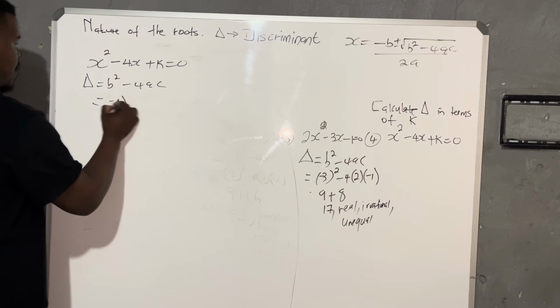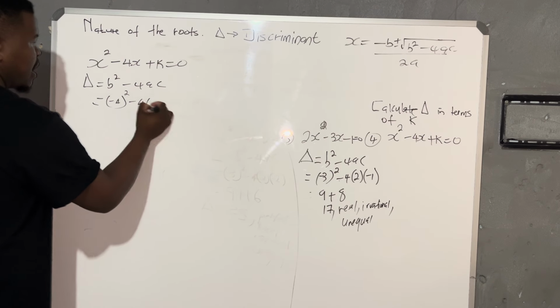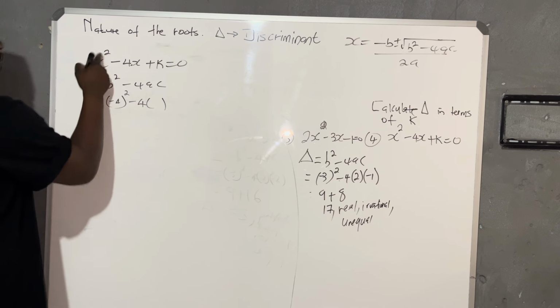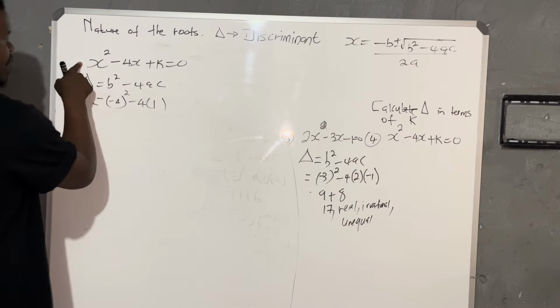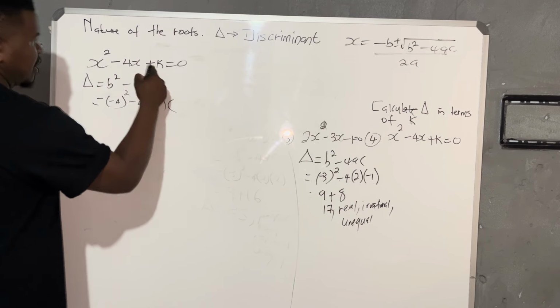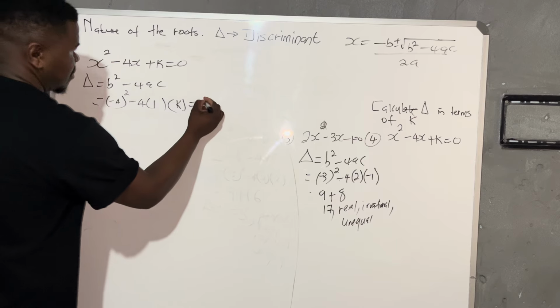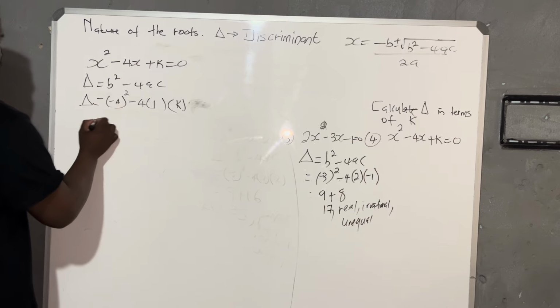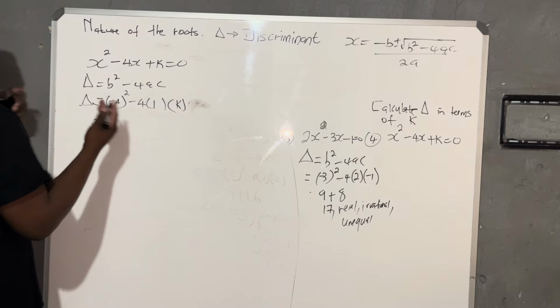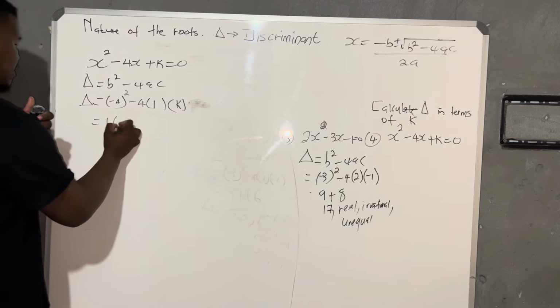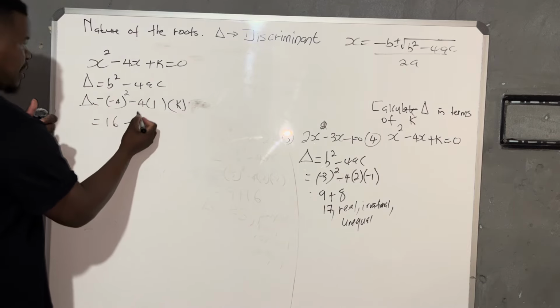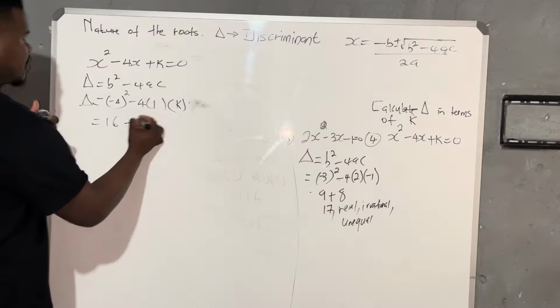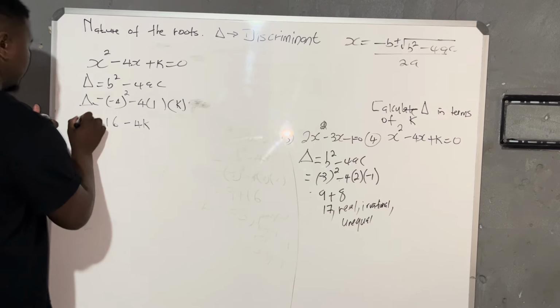I have minus 4 squared, minus 4. a is the coefficient of x squared. That is 1, the invisible 1 there. But what is c? c is the k itself. No, not 0. Remember, we are having this. So negative 4 squared is negative 4 times negative 4. That is 16. Negative will remain. 4 times 1 is 4. 4 times k, that's 4k.